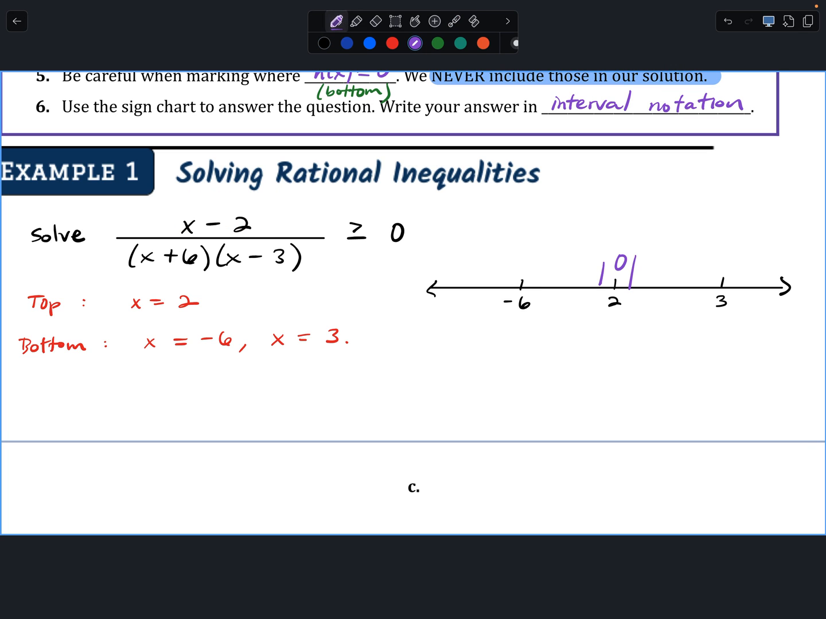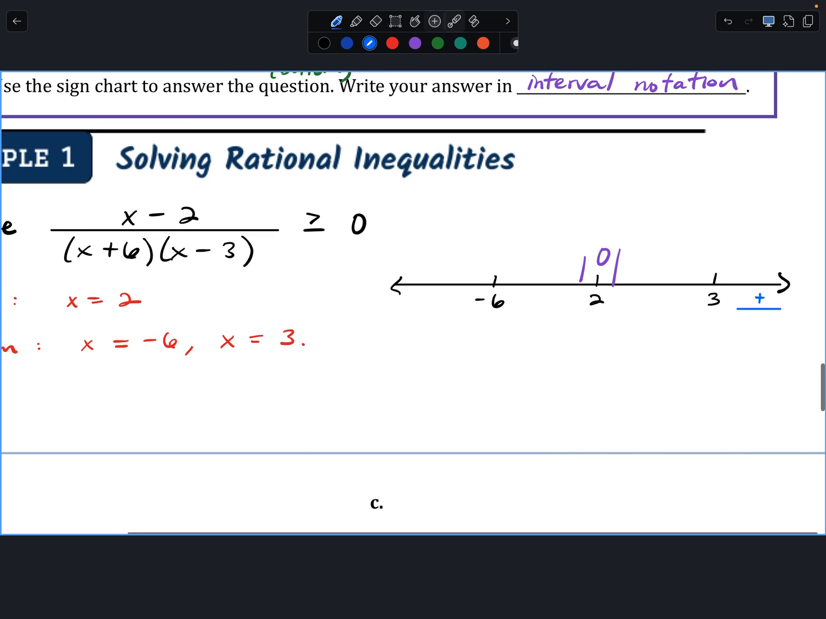minus 2, guys, is that positive or negative? Positive. So I'm going to put a plus, and then like this, because we have a fraction, so divided by. If I plug in 100 into here, guys, is that going to be positive or negative? Positive. If I plug 100 into here, is that going to be positive or negative? Positive. So the question becomes, what's a positive divided by a positive times a positive? Positive.